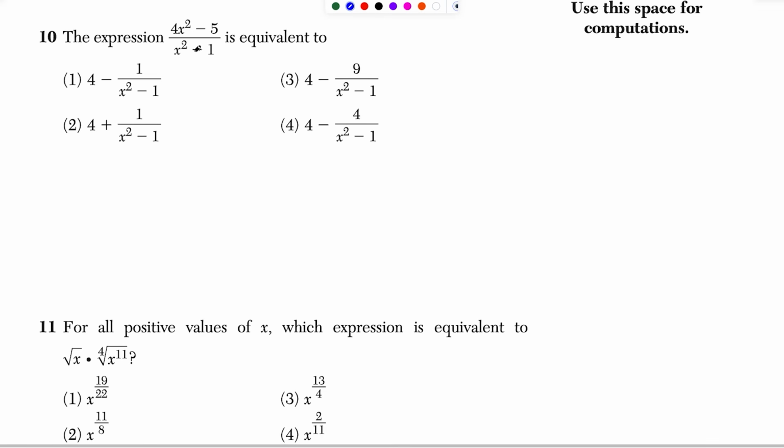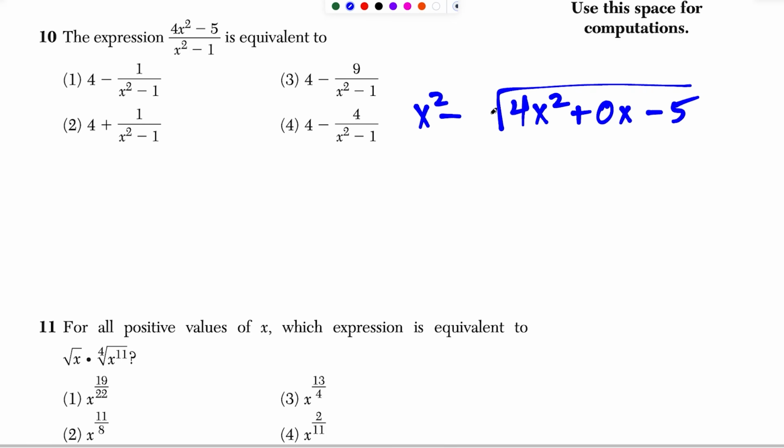Question 10, the expression here is equivalent to, and for this one, we could use polynomial division. So we have 4x squared minus 5, and we're dividing this by x squared minus 1. If you want, you can use a placeholder for the missing x term. There is no x term, so I could say plus 0x and then minus 5 like this. But when we're dividing, we don't actually have to write the placeholder for this part that we're dividing here. It's fine to just leave it as is.